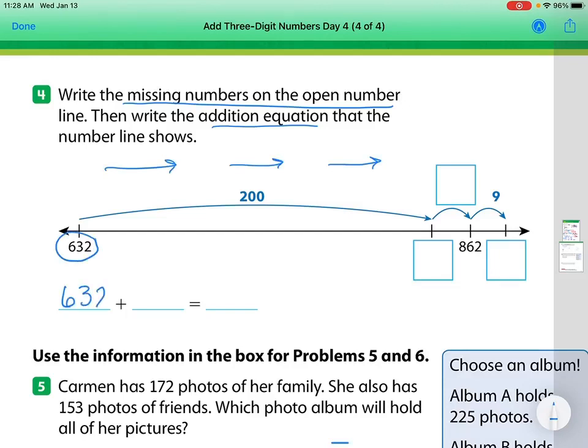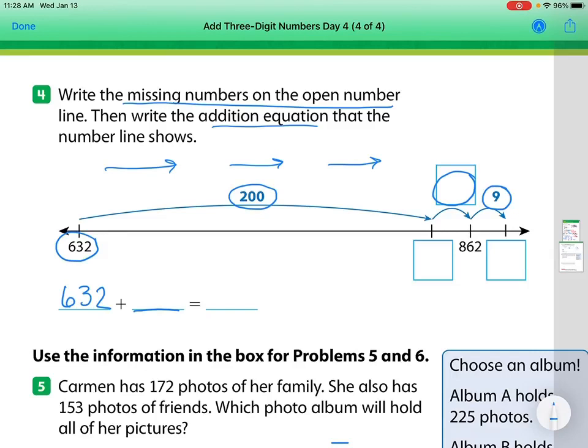So let's go ahead and write 632 here. And now the jumps are what I'm adding together, okay? So whatever's here, here, and here, I'm going to be adding those 3 numbers up to put on this line, okay? So now let's take a look and see.